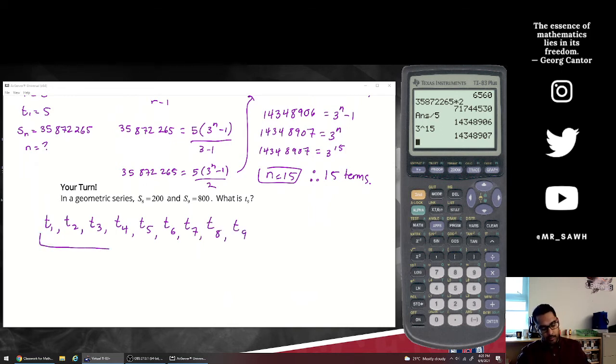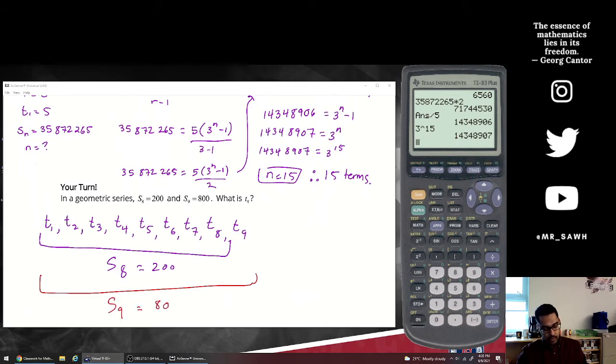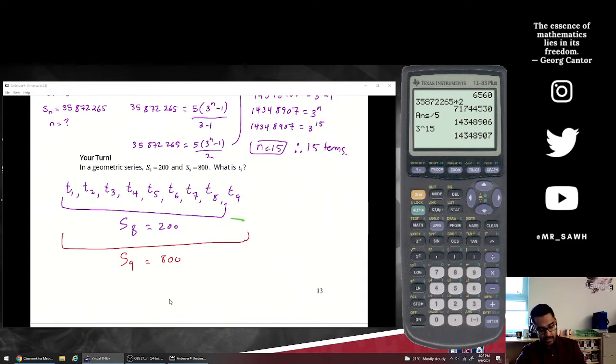If you take the sum of the first 8, right? Take all those 8 and add them up. It's equal to 200. But then I'm also told that the sum of the first 9 is equal to 800. But that means there is a piece missing, the 9th term. So think about what you would have to add to 200 to get 800. It seems much more reasonable that way. The 9th term has to be 600. Didn't even need a formula, nothing.